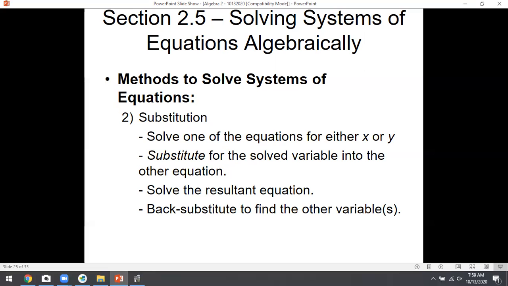Here's your summary of how to do something by substitution. This is your second method to know. First one was graphing. What in the world does this thing mean, substitution?